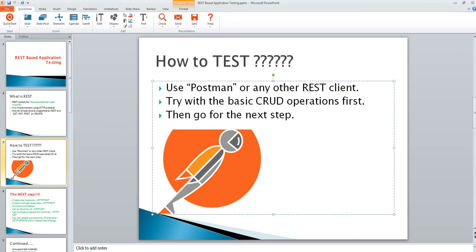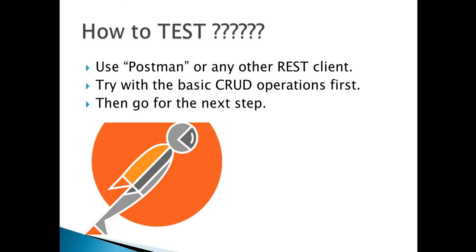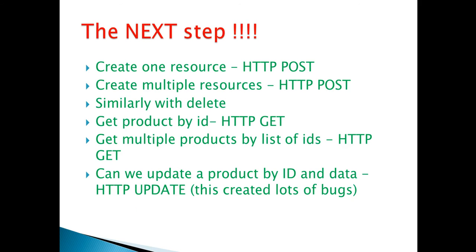Once we are fine with all these basic operations, we can go for the next step. So what is the next step? As these are HTTP operations at the back end, you can try creating one resource with a post operation. You can try to create multiple resources with a post, and similarly for delete you can try deleting one resource and deleting multiple. Again, with one product ID you can try to get some resource, and you can try to get a list of resources using multiple IDs, something like that.